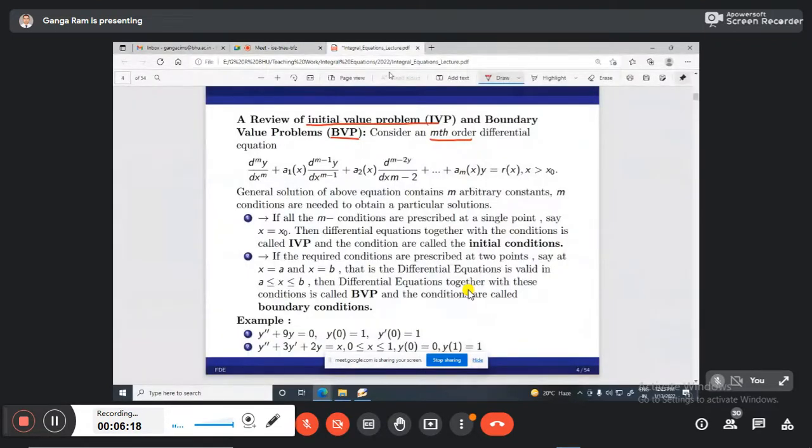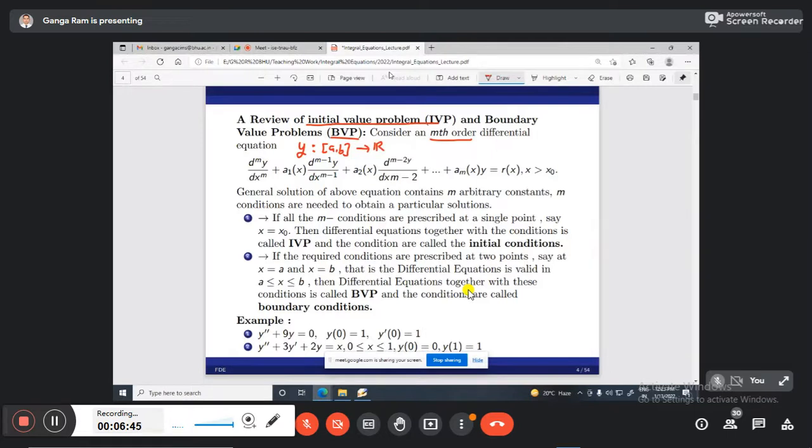Suppose we have an n order differential equation, and the general form of an n order differential equation is like this way. You can see that here y is a dependent variable and x is an independent variable. So it means that here y, suppose y is a function from any interval to R, like this way.